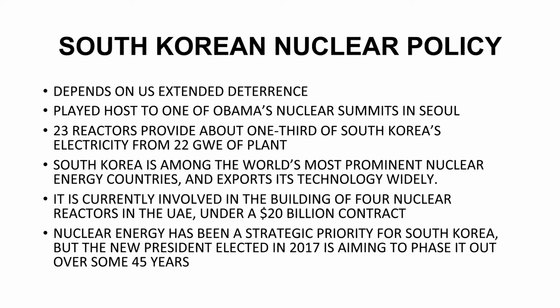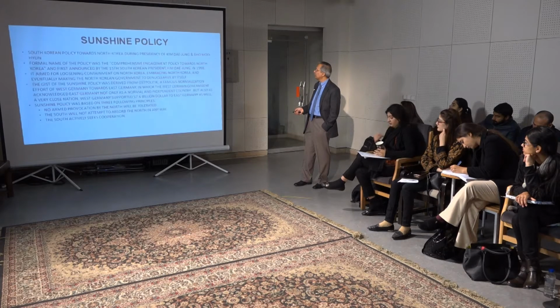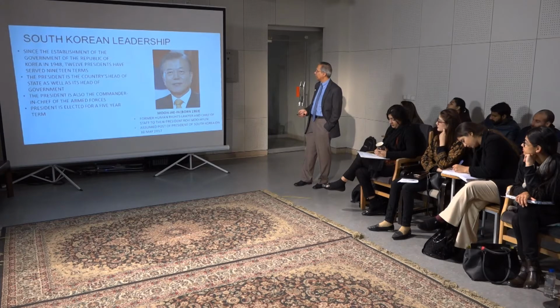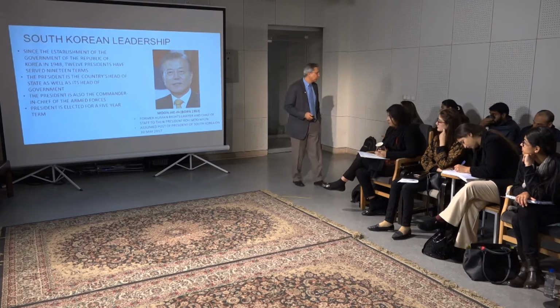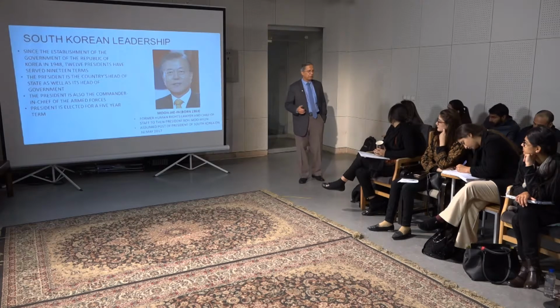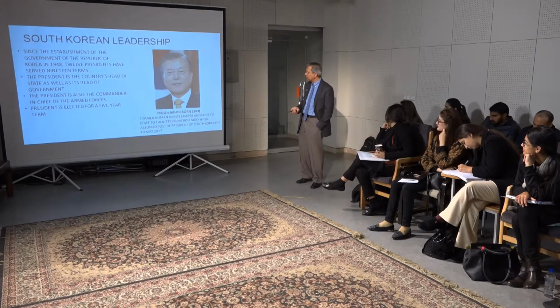Nuclear energy has been a strategic priority for South Korea, but the new president elected in 2017 is aiming to phase it out over some 45 years. So the new president, Moon was his name? Moon Jae-in. I do not know how to pronounce it properly. Yes, sir, the newscaster knows properly how to pronounce.